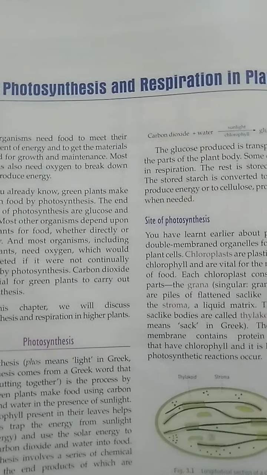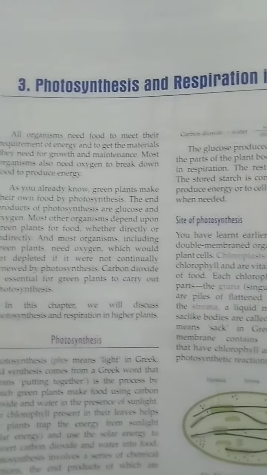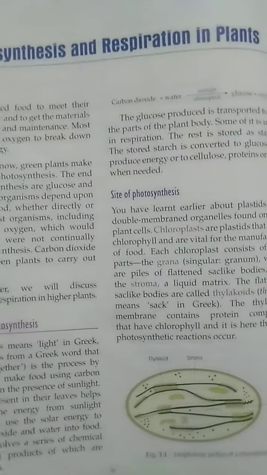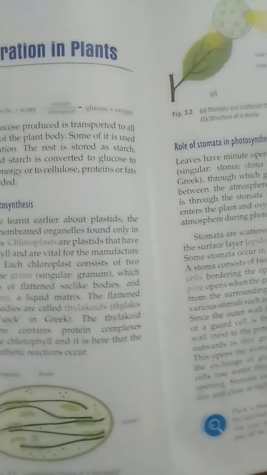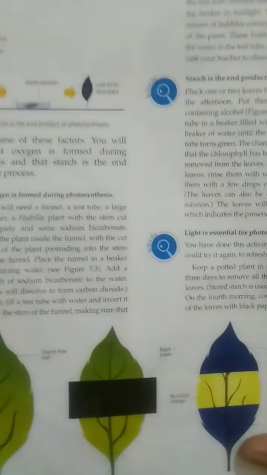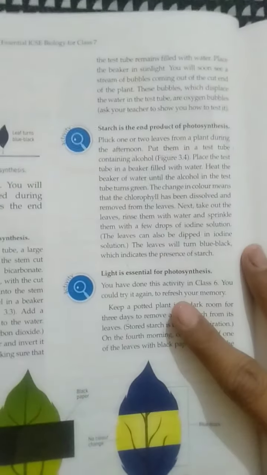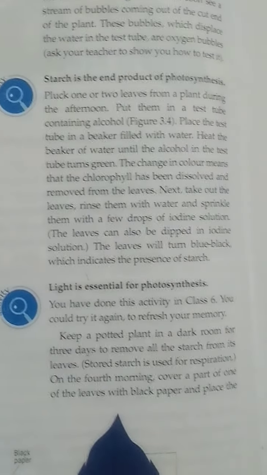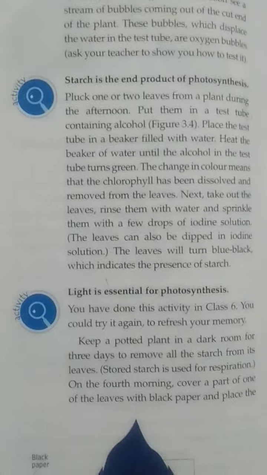So students, in the previous video I was discussing with you the factors affecting photosynthesis: light, chlorophyll, carbon dioxide and water. These are the factors that affect the process of photosynthesis. And in the previous video I also discussed oxygen, which is formed during photosynthesis, and starch, which is the end product of photosynthesis. Although it is not a factor, it is the end product, and oxygen is also an end product.